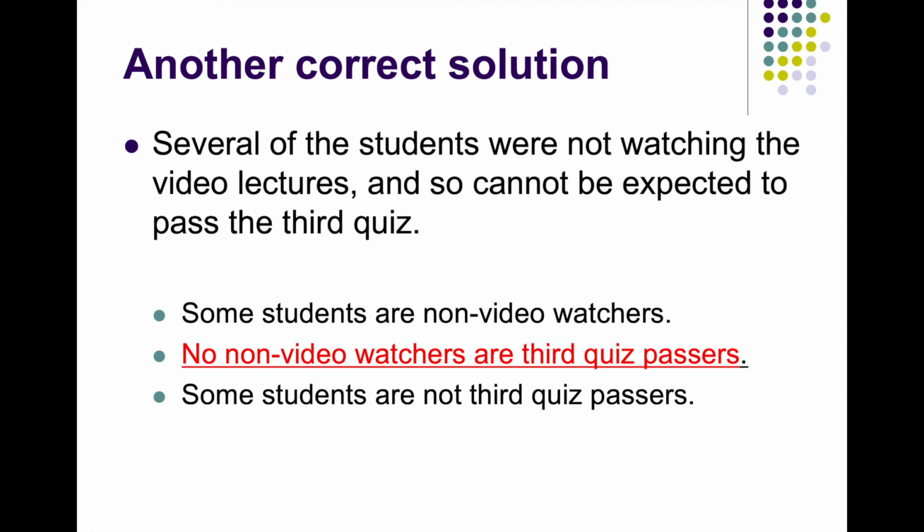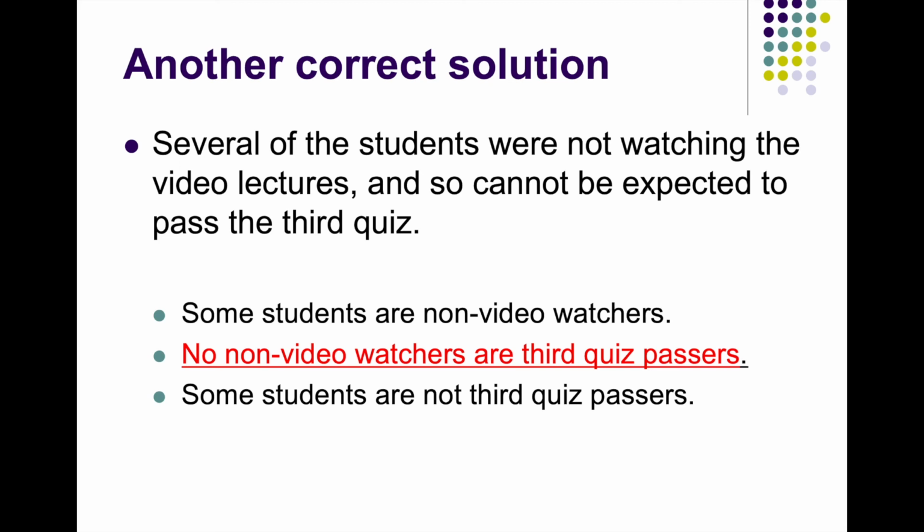in the missing premise. So now we can deduce the type of statement that the missing premise would be, because it has to be a statement that gives us two distributed terms. Non-video watchers, we know, must be distributed, and third quiz passers must also be distributed. And the only kind of statement that gives us two distributed terms is the universal negative.